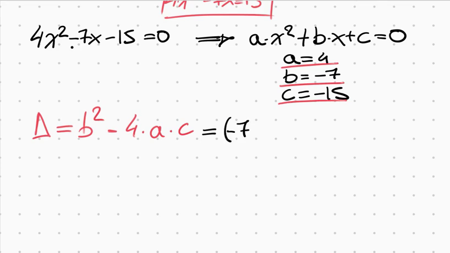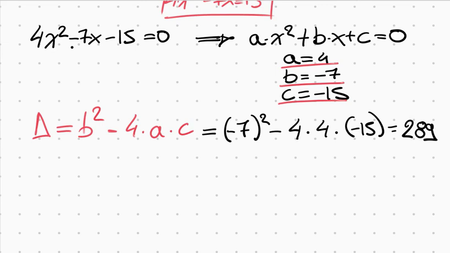So b would be minus 7 squared minus 4 times a, which is 4, times c, which is minus 15. And if you place this in your calculator, you would get 289. It's basic arithmetic, nothing to scare you here. But obviously 289 is not your solution.